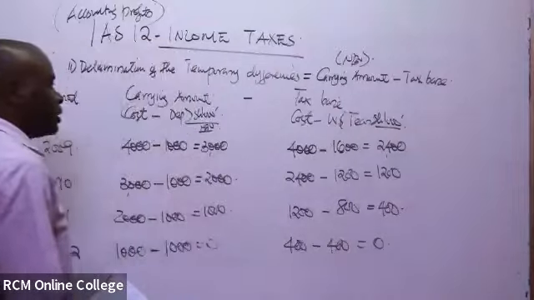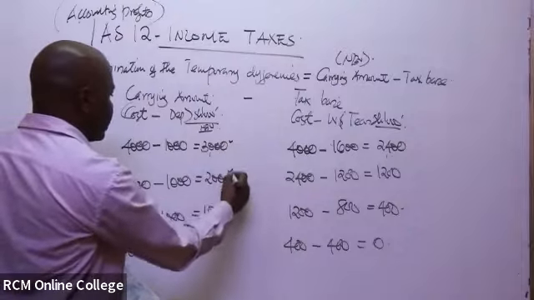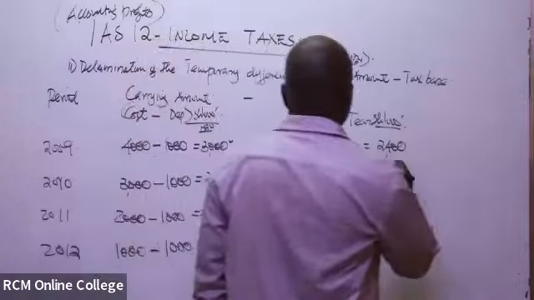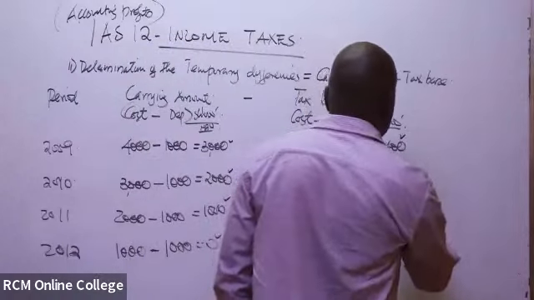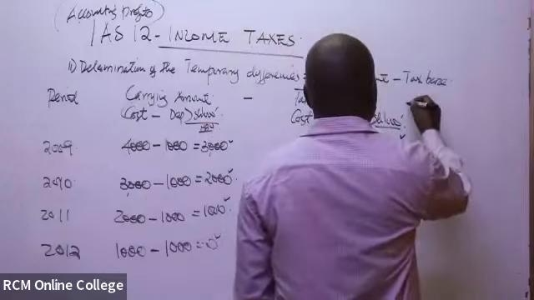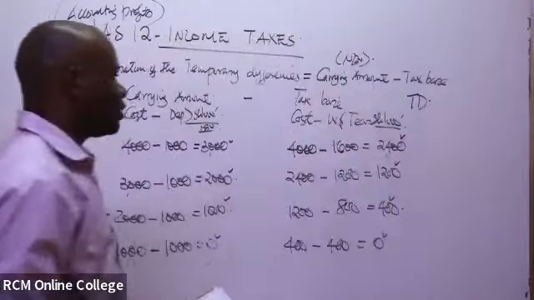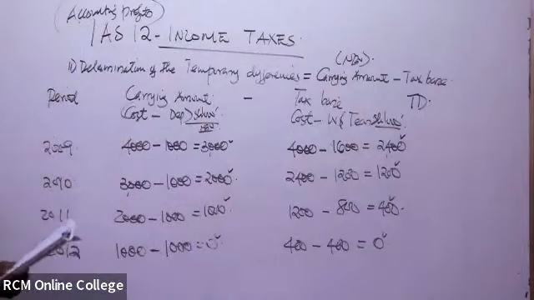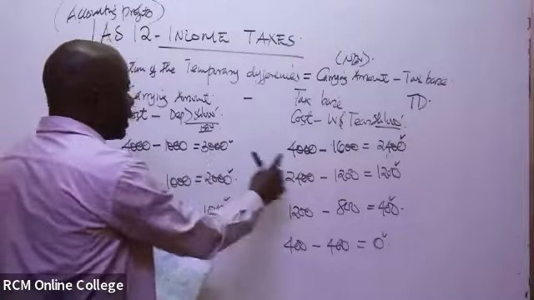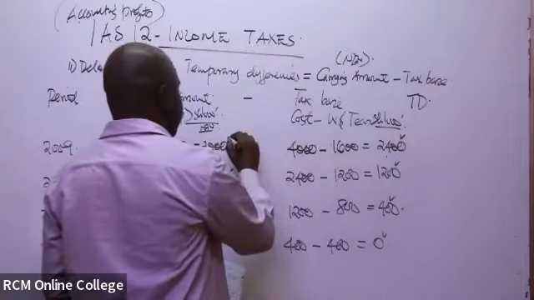So we can see we've already been able to determine what the NBVs are, and also what the tax base is. And of course, for you to get the temporary difference, you get the difference between the two. So for the first one, if you take 3 million minus 2.4 million. Remember, in this case you have to remember you are lessing these ones.